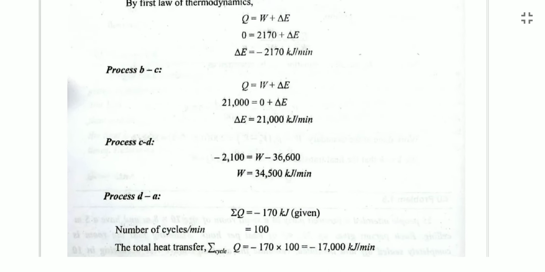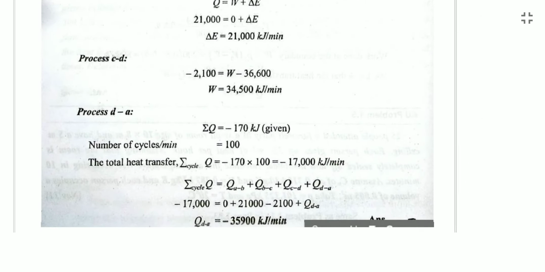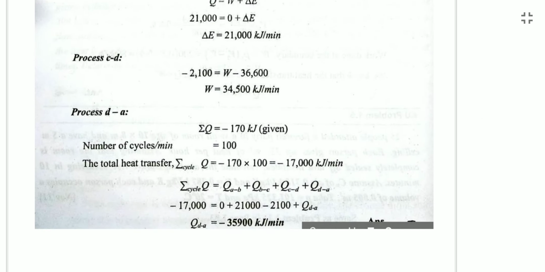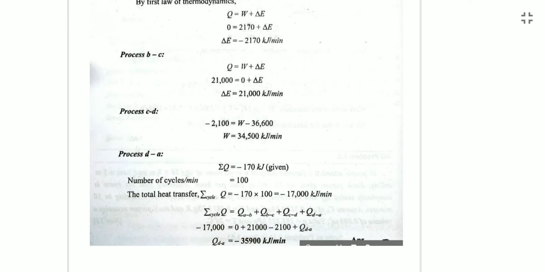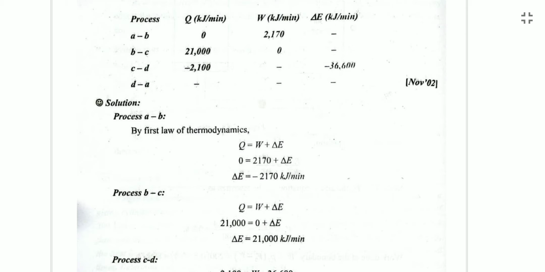So I substitute the values, with total delta Q as minus 170. We add all the values, since the total heat transfer means the sum of all heat transfer. So finally we got the value of Q_DA as minus 35,900 kilojoule per minute. Then what do we have to find in the tabulation? We have to find work done and delta E.